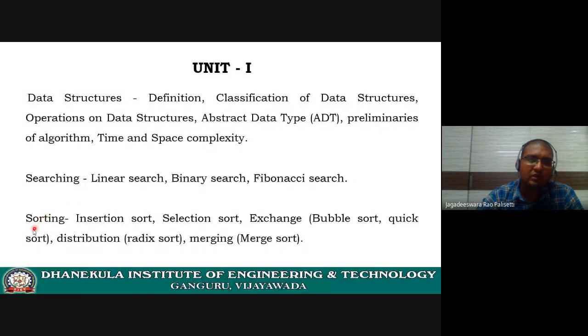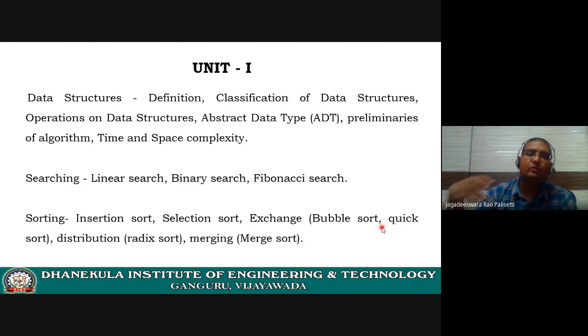And of course, we have sorting. Sorting is also one type of operation we need to perform on the data stored in the memory. Again, in sorting, there are different types: insertion, selection, bubble sort, quick sort, radix sort, merge sort. Each one has its own priority. Each one has its own time complexity. Each one has its own space complexity.